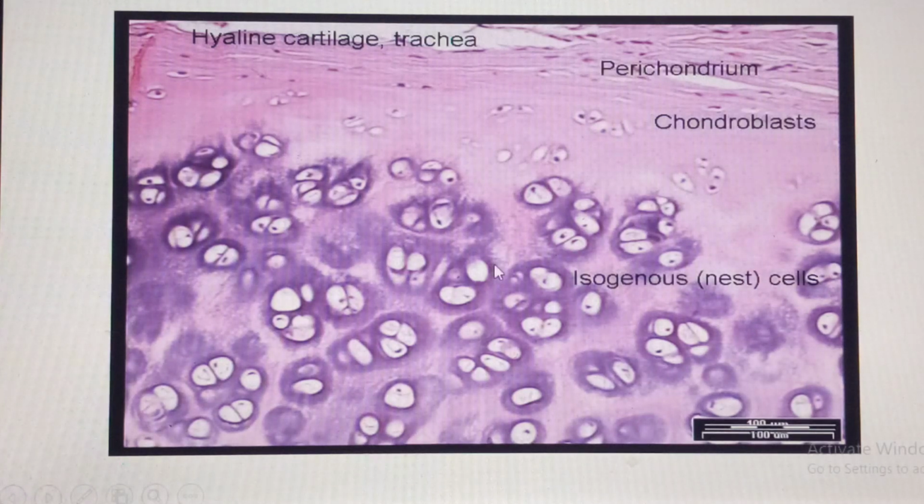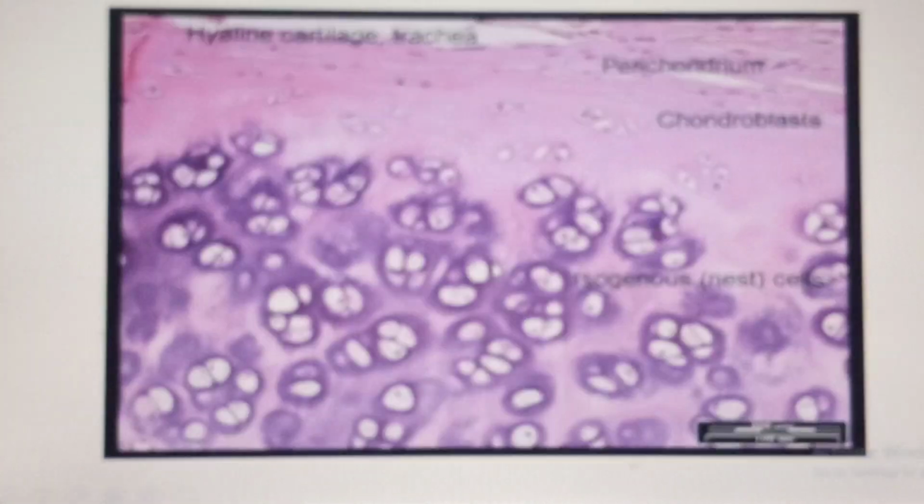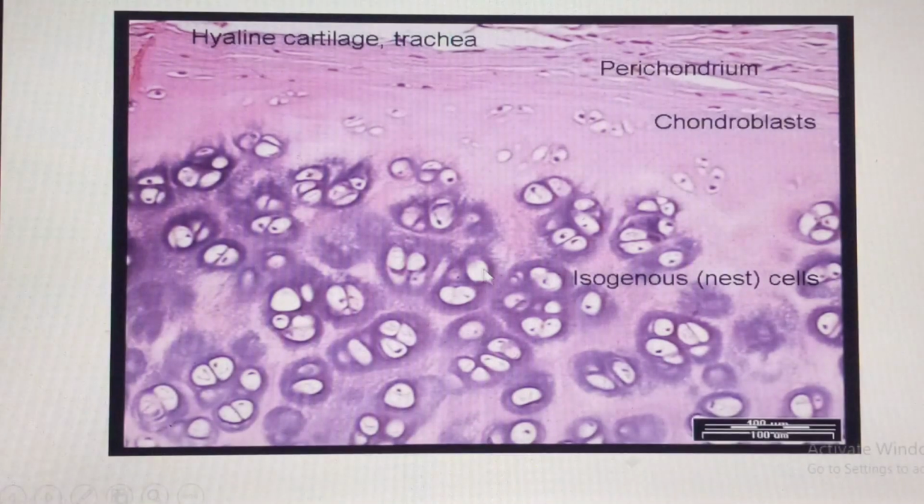Now, one thing again that we see is that we have 2 matrices that we can identify. The matrix immediately closer to where these lacunae or chondrocytes are is quite deeply stained, or more basophilic, compared to the areas moving away from these lacunae. This quite basophilic area is what we call the territorial matrix. The deeply stained area is the territorial matrix, and the area in between the lacunae is the interterritorial matrix, which is less basophilic.